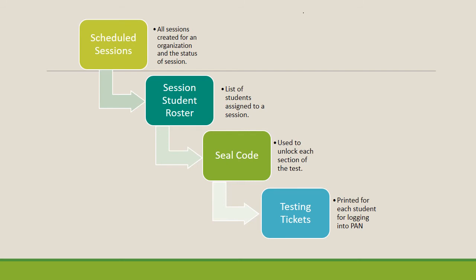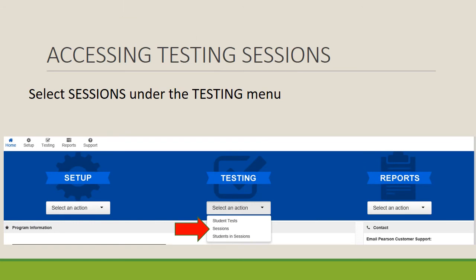Seal codes are needed for a student to unlock their test section, and testing tickets are needed for a student to log into TestNav 8. To access a testing session in PAN, select Sessions from the Testing drop-down menu.